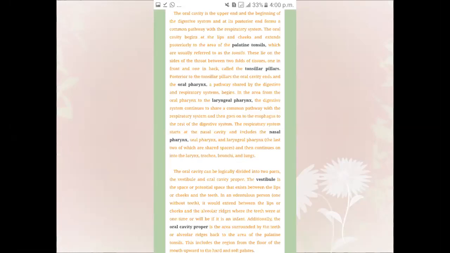In an edentulous person, edentulous means without teeth, it would extend between the lip or cheek and the alveolar ridge bearing the teeth, where the teeth were at one time or will be if it is an infant. Additionally, the oral cavity proper is the area surrounded by the teeth or alveolar ridge back to the area of the palatine tonsil. This includes the region from the floor of the mouth upward to the hard and soft palates.